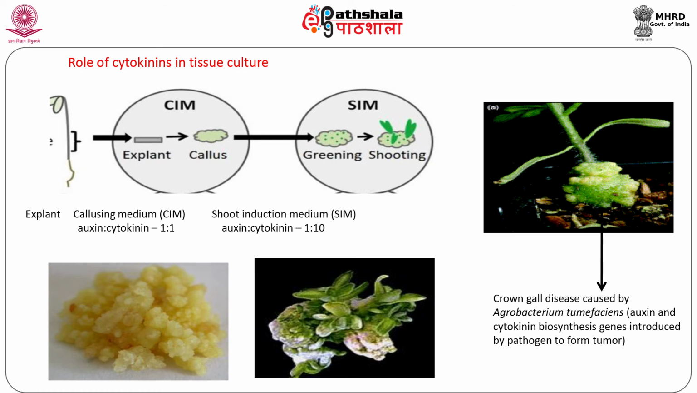If callus is transferred to a medium having high concentration of cytokinin, new shoot buds develop from the callus tissue, which give rise to shoots. This process involves the de novo formation of meristems in response to cytokinin signaling. This property of cytokinins is exploited in the tissue culture technique for micropropagation of plants.